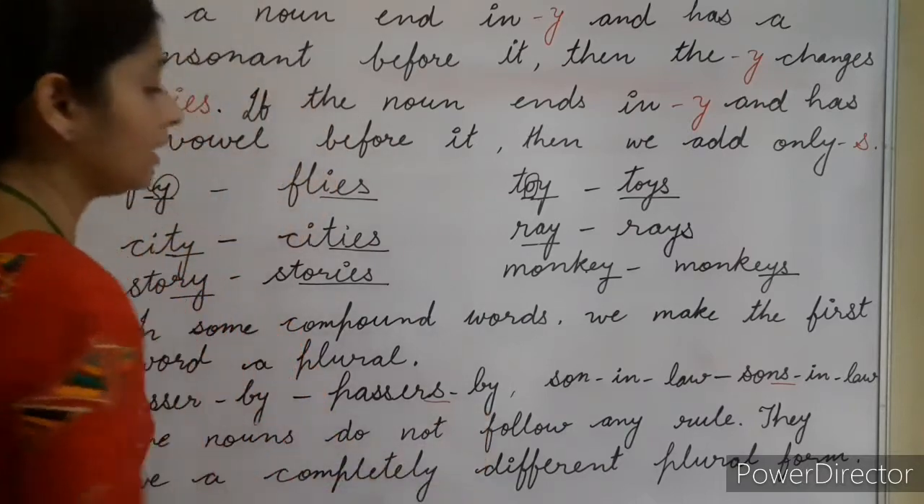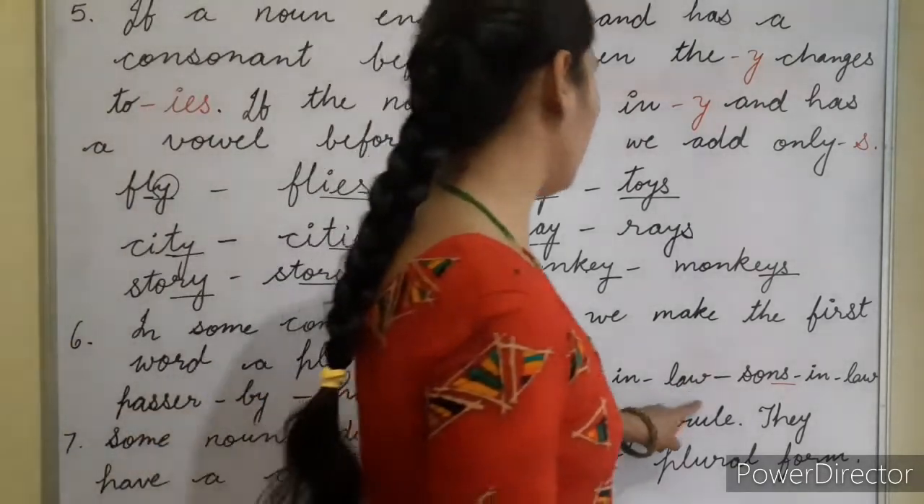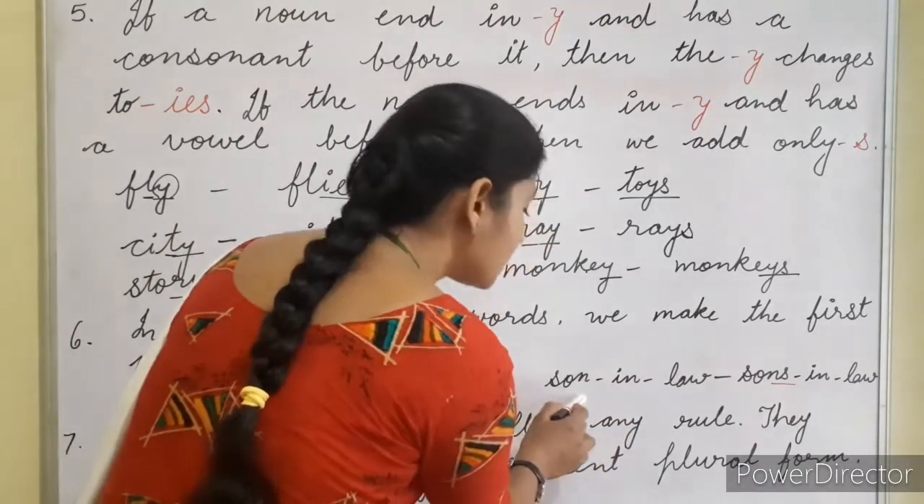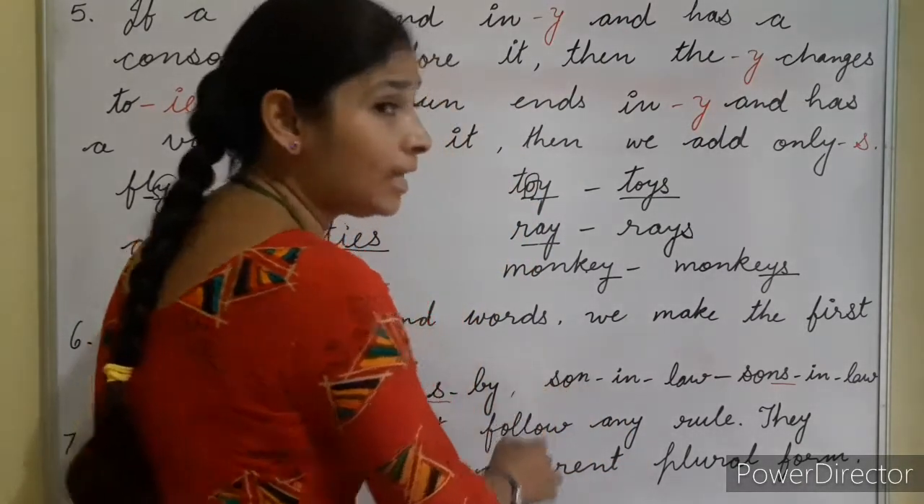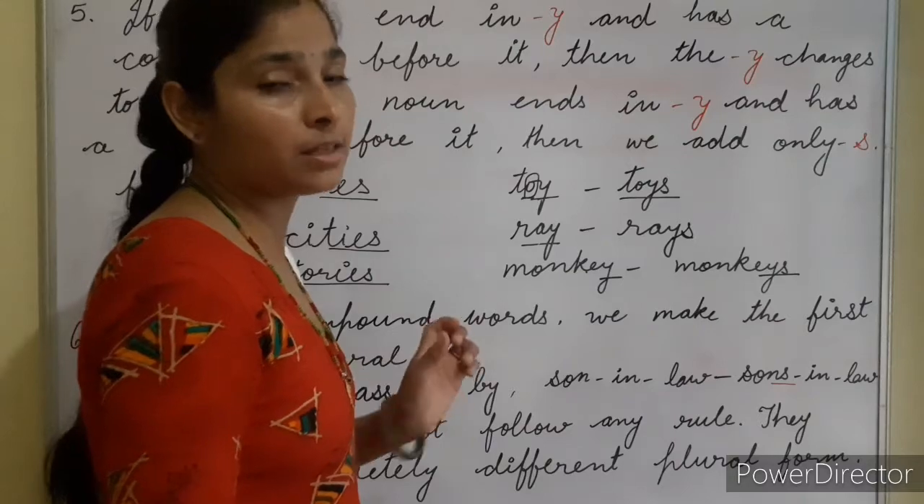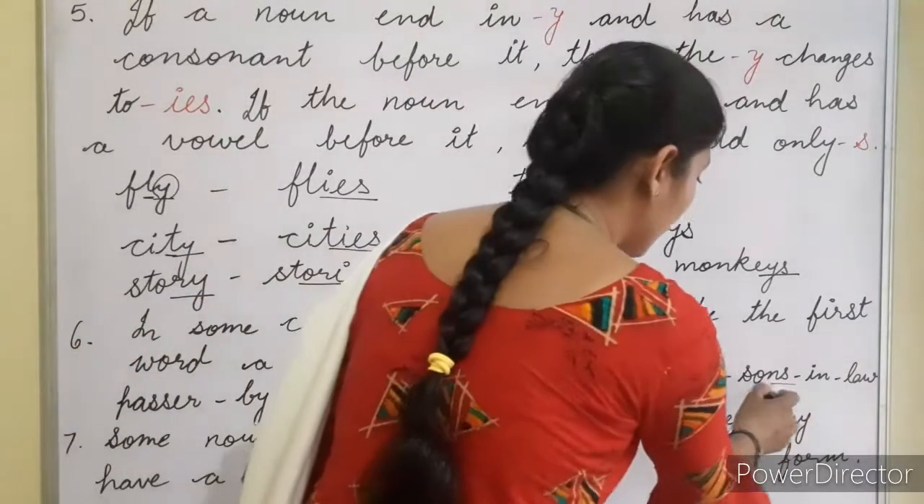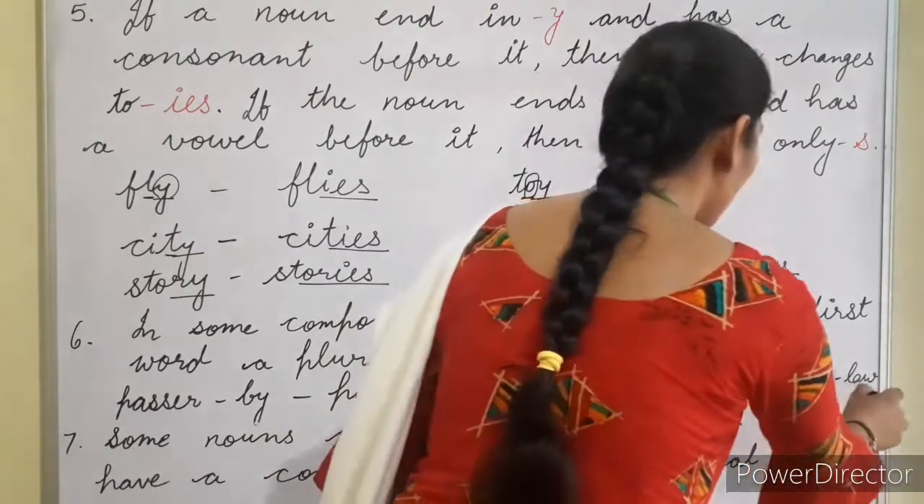Passer by. Second is son-in-law. So here you will also do the same thing. Your first word is here son. आपका पहला शब्द यहाँ क्या है, son. और हम क्या करते हैं, जो पहला शब्द होता है, उसी को plural बनाते हैं. So that's why we are putting here sons-in-law.